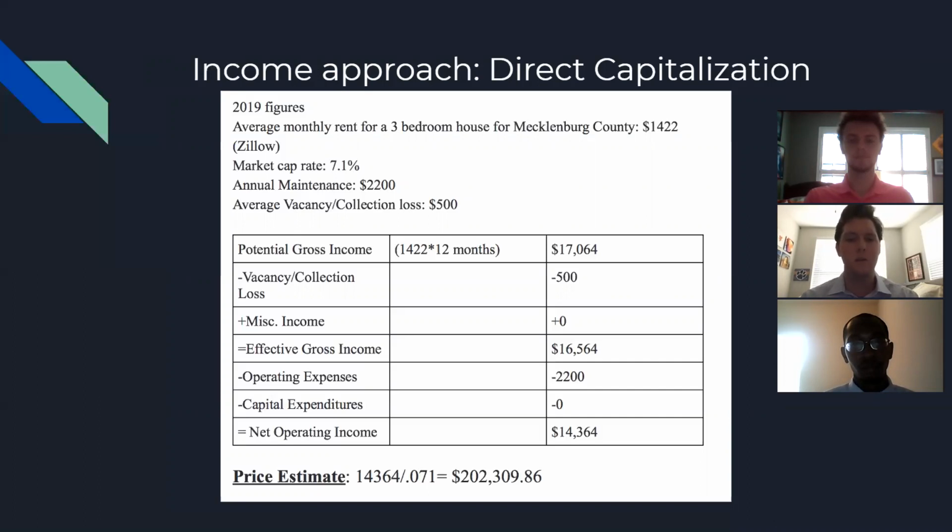For the calculation of this price estimate, we use the PGI, which is the average monthly rent times 12 months, take out the collection loss, and take out the operating expenses to get the $14,364 for the net operating income. Since we didn't have information for any kind of miscellaneous income or capital expenditures, we just left those at 0. And once we divided the NOI by the cap rate, we got $202,309.86.